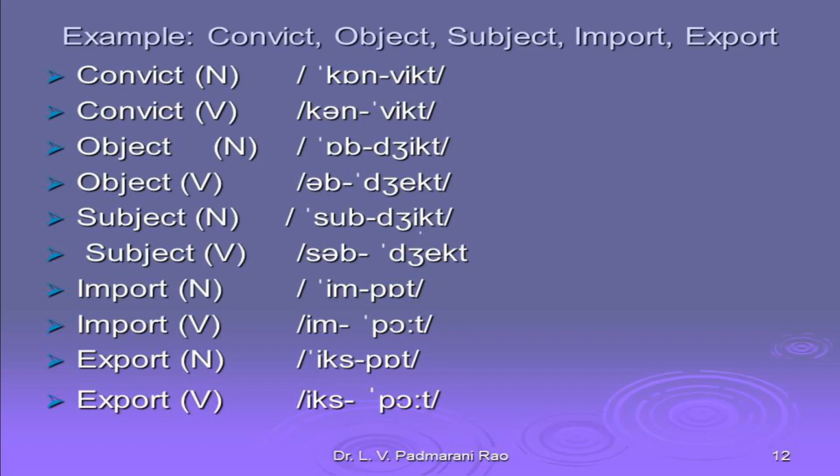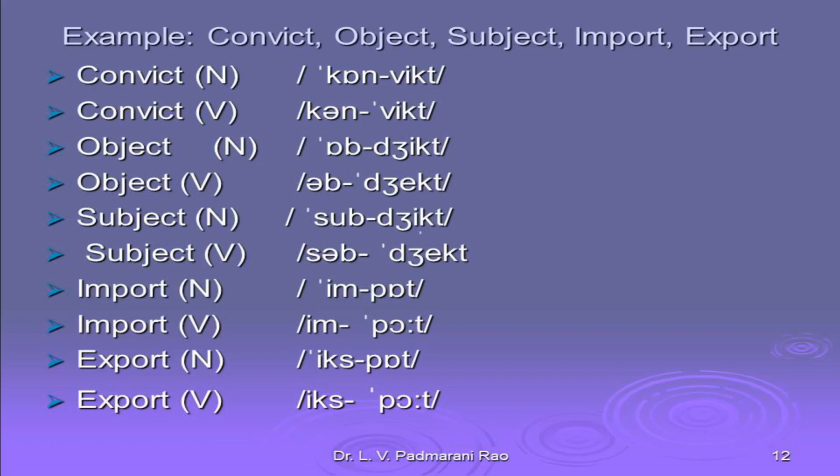So it is convict. K is to be aspirated, K is to be stressed, and in the syllable that is stressed, you have a stronger vowel. But if the same word is pronounced as a verb, then obviously the stress shift is observed. This is what is called the functional shift of the stress. The stress automatically shifts from the first syllable to the second syllable.